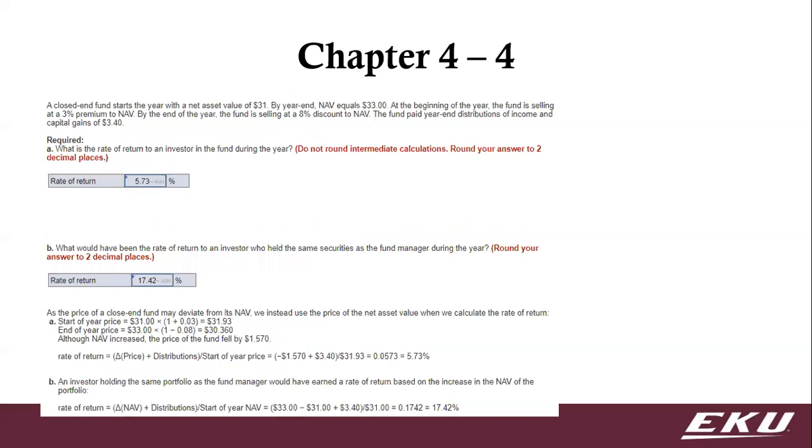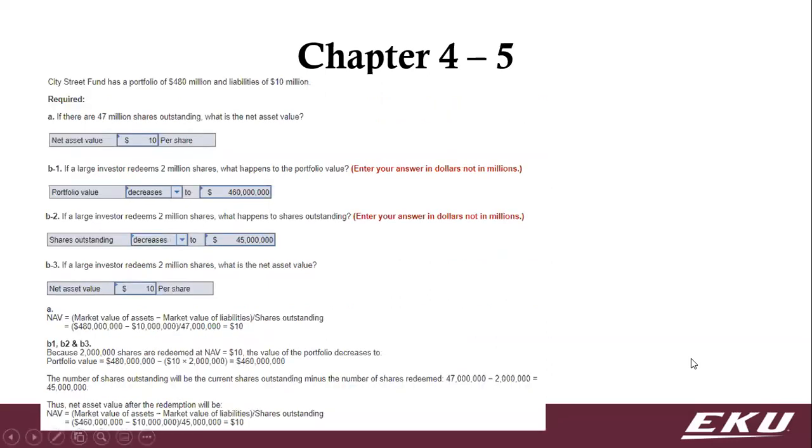Here's another closed-end fund type question. If you notice there, we're just looking at different holding periods, and looking at the difference actually caused by some of those distributions. All right, and then another NAV type question.